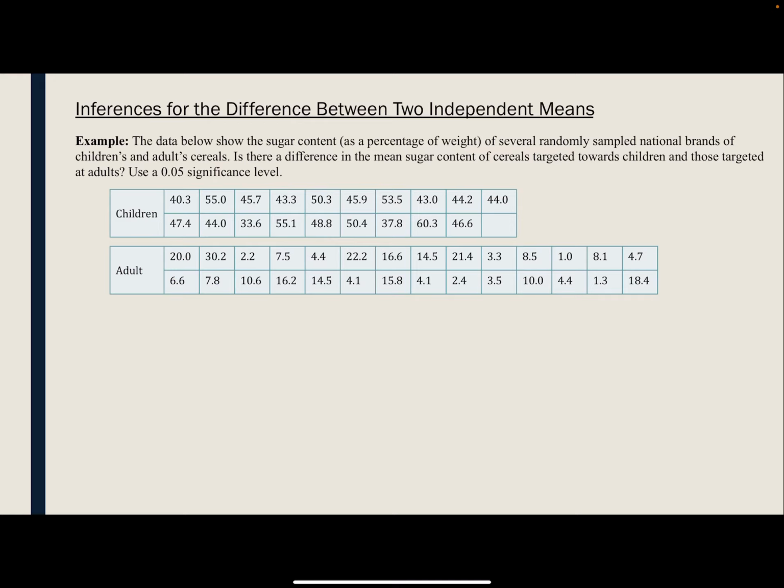It says the data below show the sugar content as a percentage of weight of several randomly sampled national brands of children's and adults' cereals. Is there a difference in the mean sugar content of cereals targeted towards children and those targeted at adults? Use a 0.05 significance level. First, notice that we're talking about two different samples, and those samples are independent from each other. They're not connected in any way. So we're going to put the first sample into L1 and the second sample into L2.